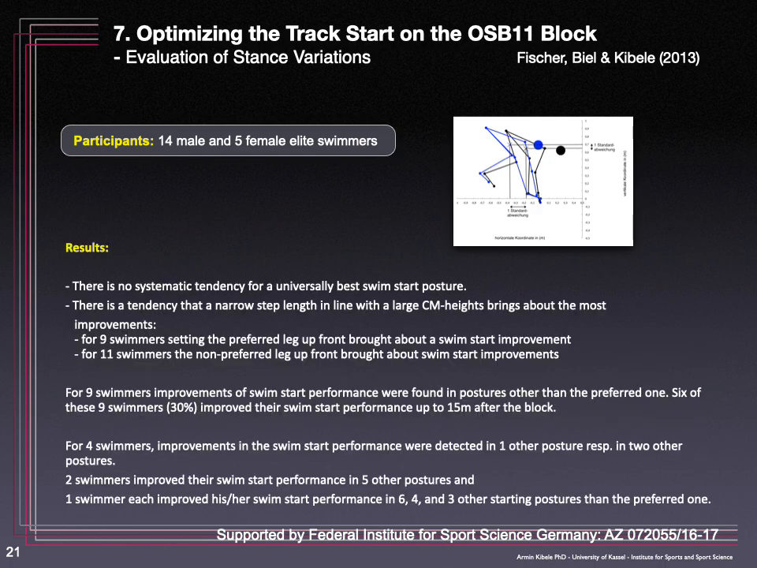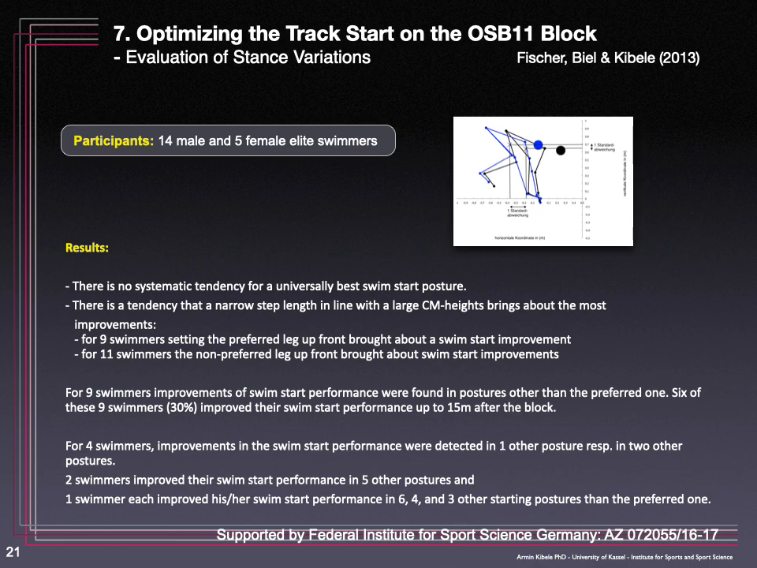Overall, there was no systematic tendency towards the universally best swim start position. There was a tendency for a narrow step length in line with a large center of mass height leading to the most improvements. For 9 swimmers, putting the preferred leg forward improved the swim start. For 11 swimmers, putting the non-preferred leg forward improved the swim start. For 9 swimmers, improvements in the swim start performance were found in stances other than the preferred one.